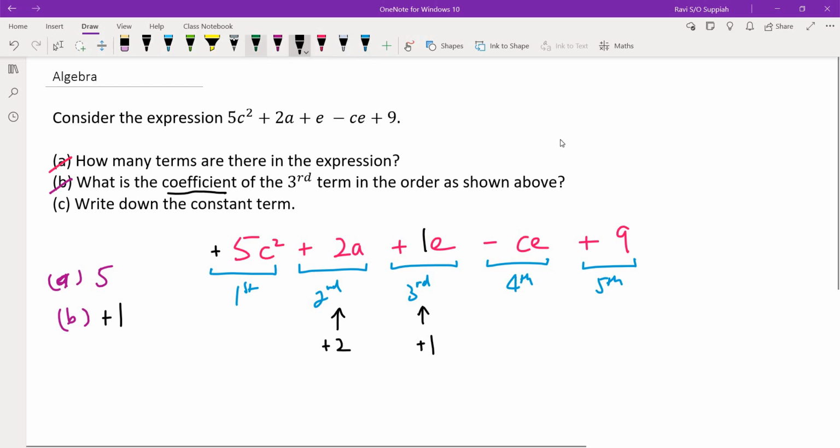Okay, and for the last part C, write down the constant term. So what is the constant term? The constant term is a term in the expression that is not together with any variable. Okay, so the variables are the unknown alphabets, correct? The a, b, c, d, e, and so on. So the only term here that is by itself without any variable is the fifth term over here. All right, and that is the constant term. So the constant term is plus 9.